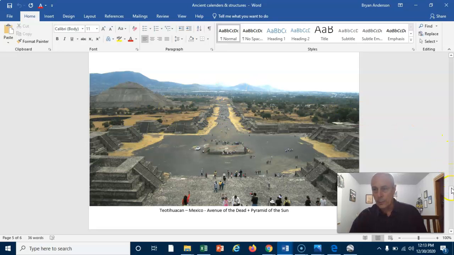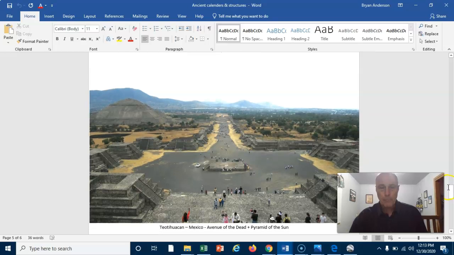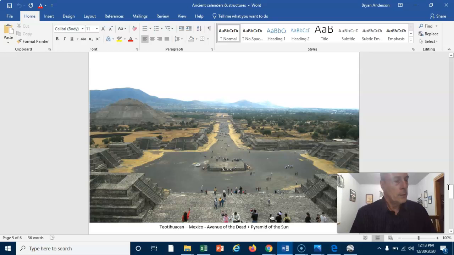All of these structures similarly were constructed to, among other things, track the time of the year. So biblically, time is also an important issue.